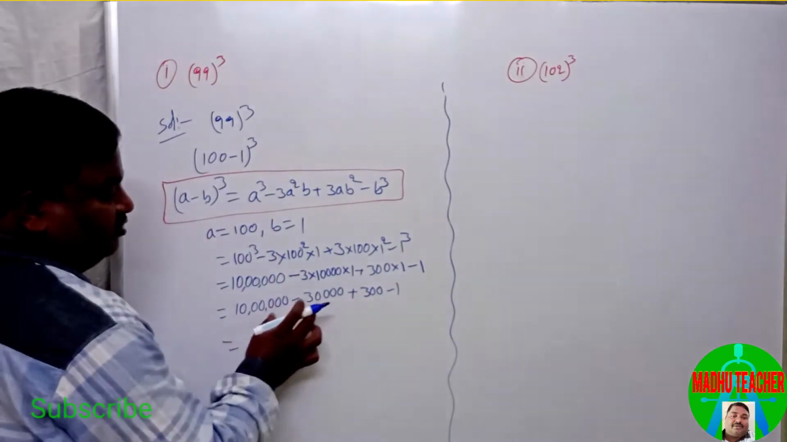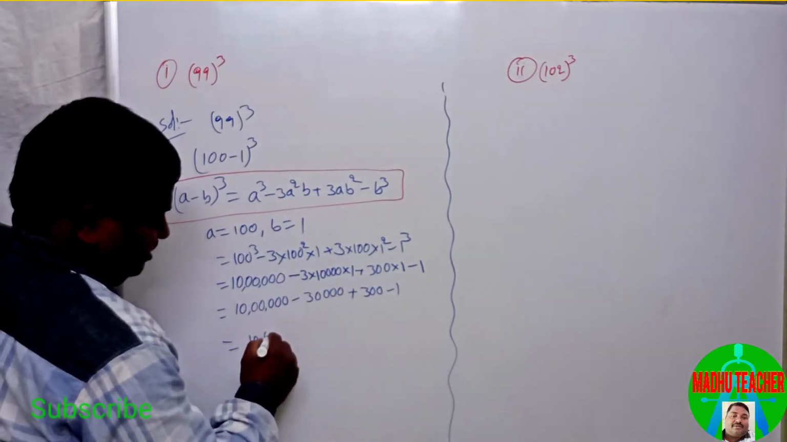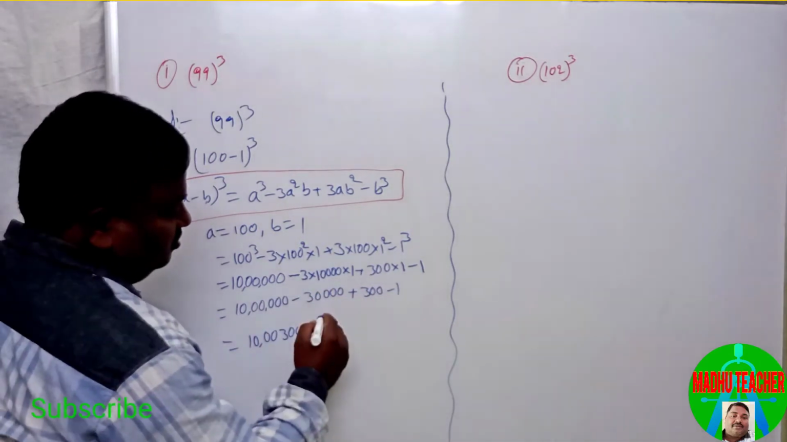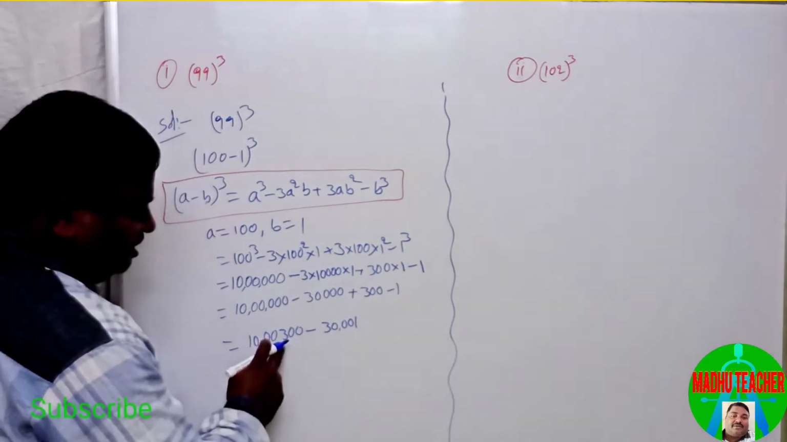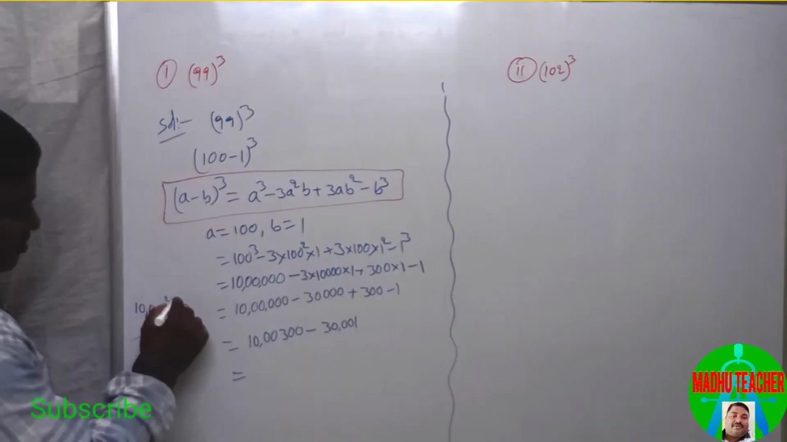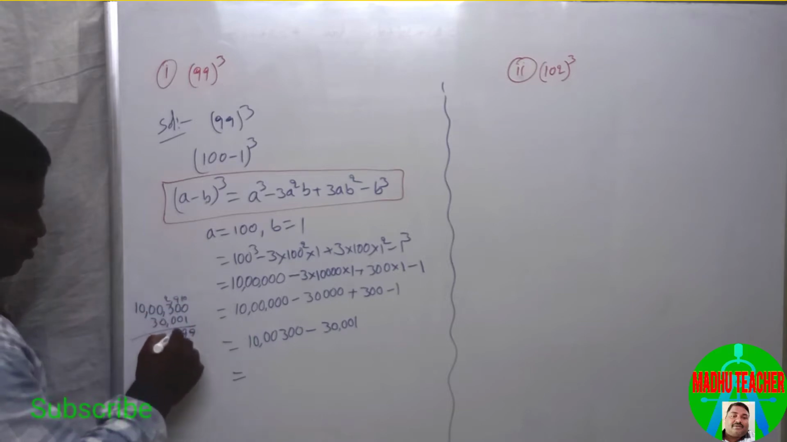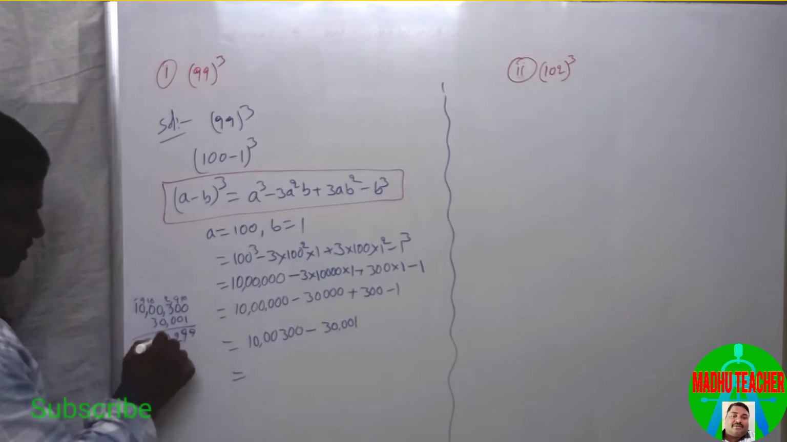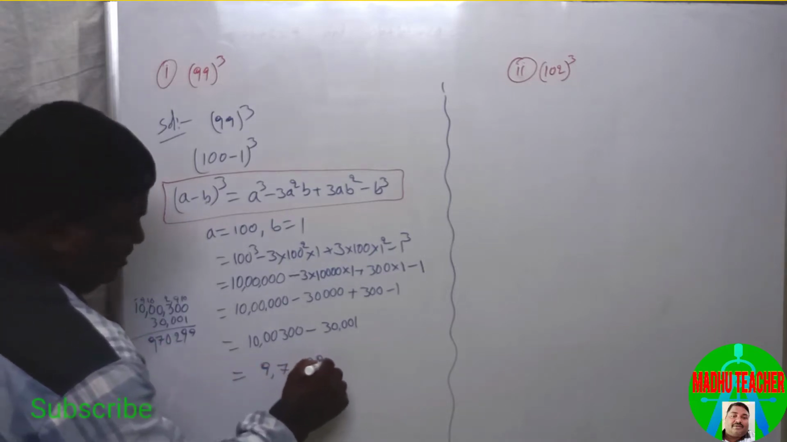We have a plus sign for these two, so 10 lakhs plus 300, that is 10 lakhs and 300. Minus these two, that is 30,001. By subtracting this from this, it will become 9, 10. 10 minus 1 is 9, 9; then 10 minus 3 is 7 and 9. So that equals 9,70,299.